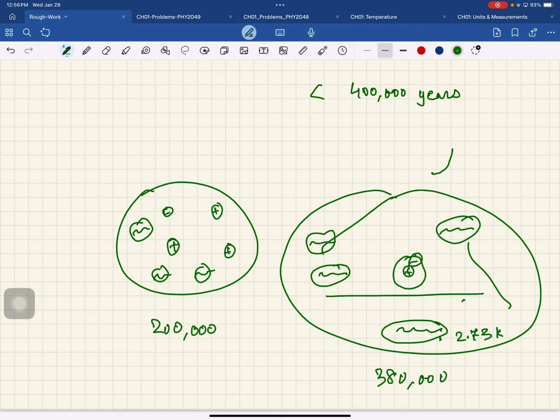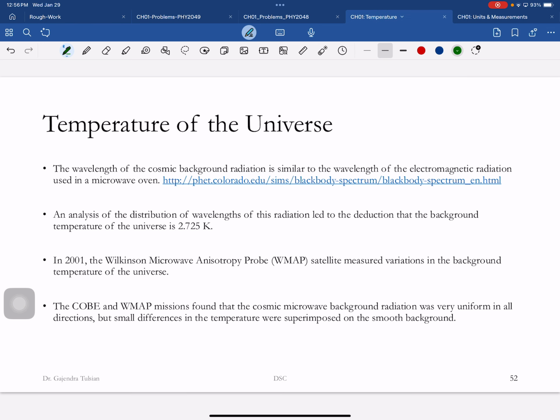And again, this radiation is like a black body radiation. The peak wavelength is 2 millimeters. So right now you're bathed in that radiation with a peak wavelength of 2 millimeters, with the most photons having that wavelength. So there's the temperature.